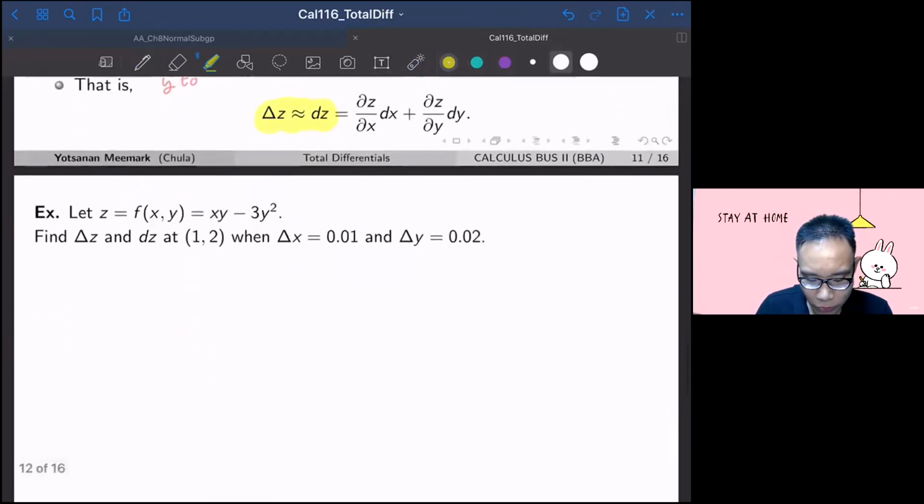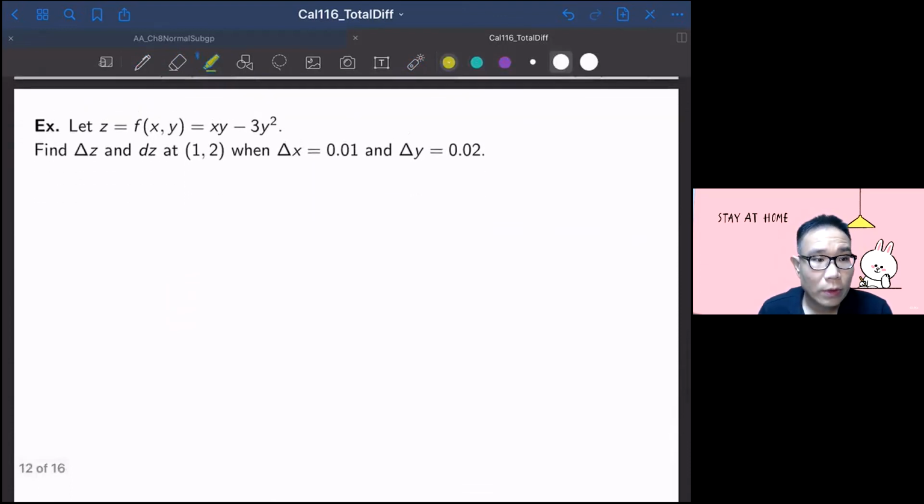Okay, so let's do one example. You're going to have z equal to f(x, y) equal to xy minus 3y squared. The question asks you to find delta z and dz. Let's first find delta z.